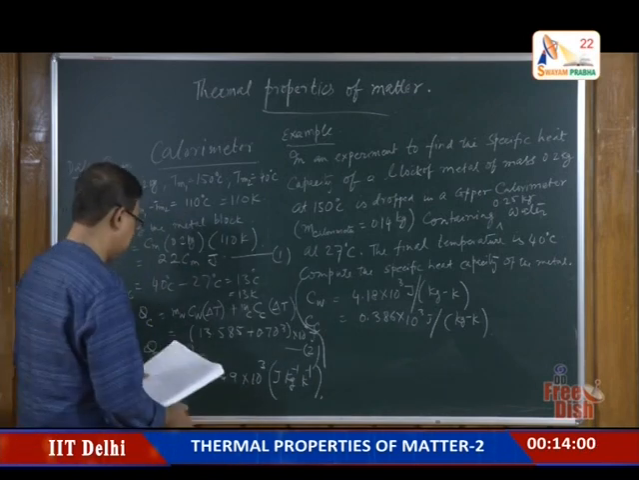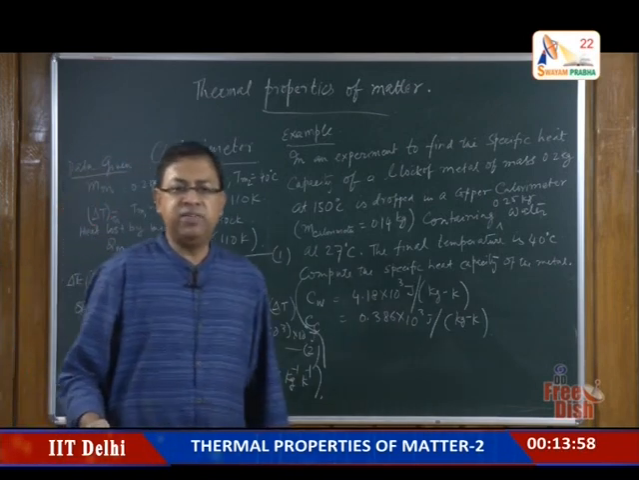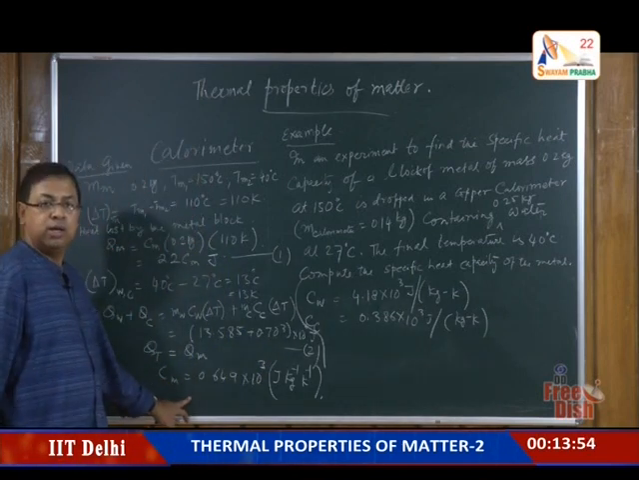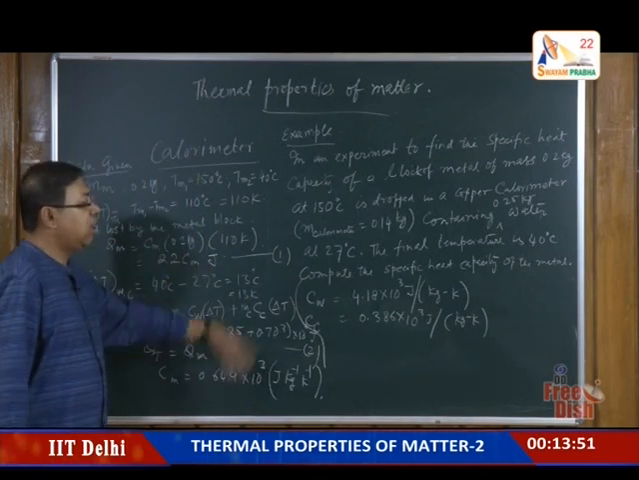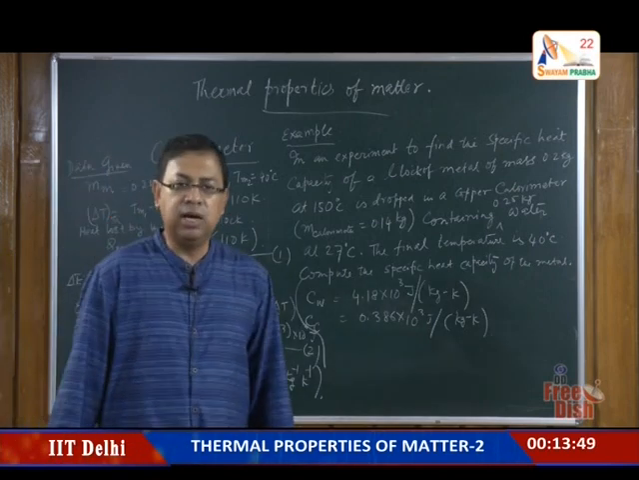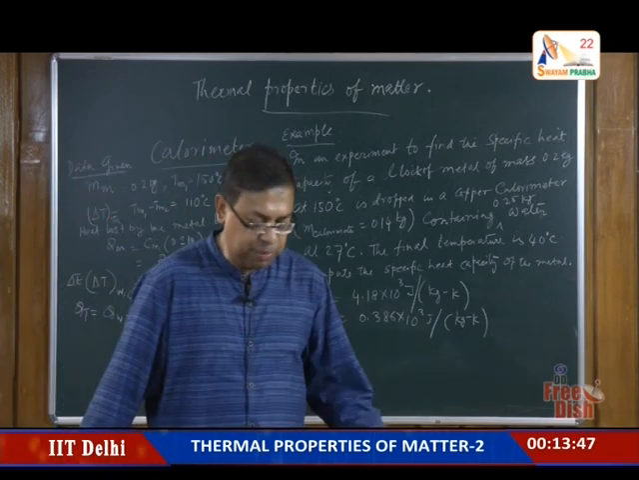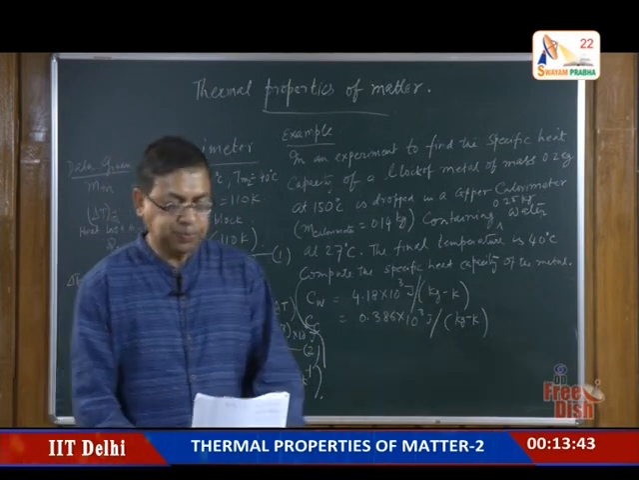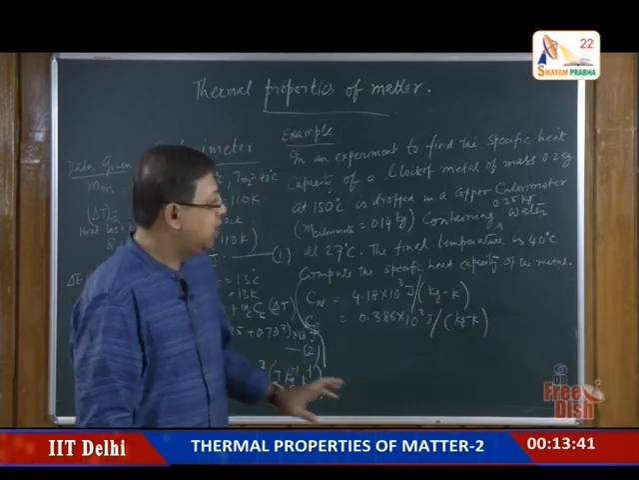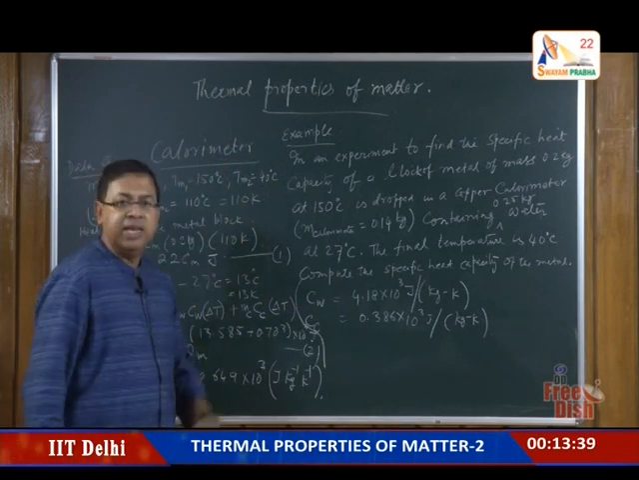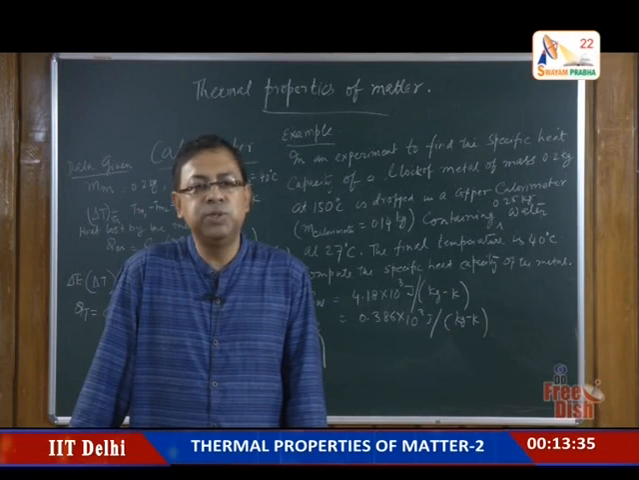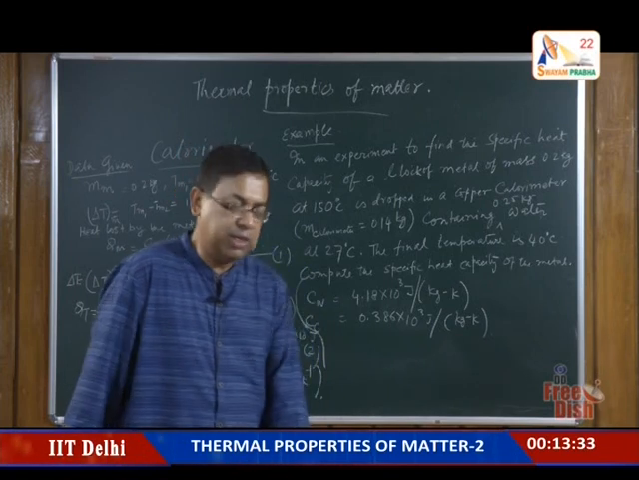So this is the specific heat capacity of the metal block that was needed to be found out, and the calorimeter is the apparatus which finds that out. So this way, for any unknown liquid, the specific heat capacity can be determined.